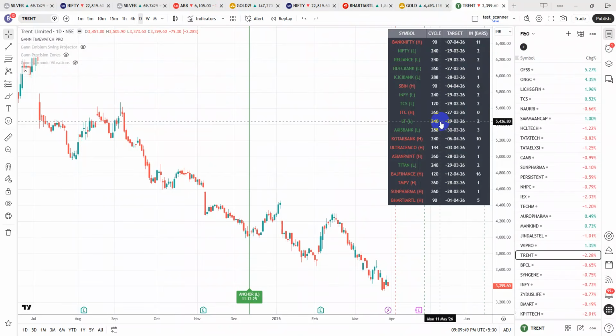But this is the simple way to capture some significant moves in the stock using Gann time cycles, and then from time cycles we can use either precision zones or Brahman levels to capture significant moves.